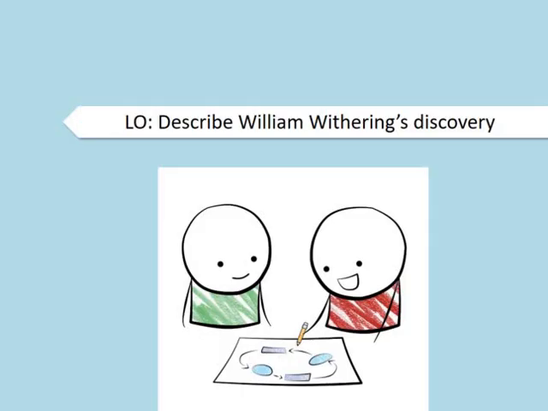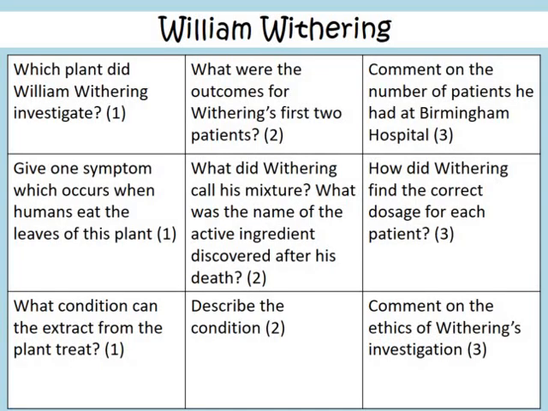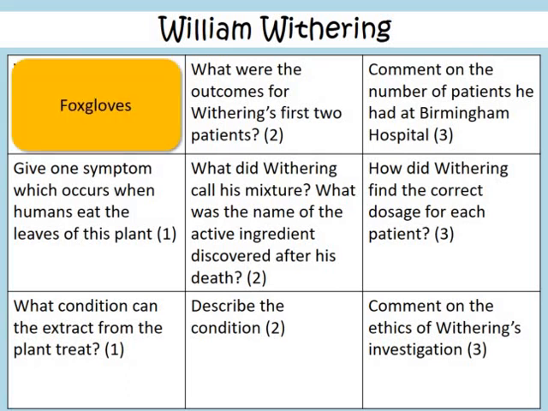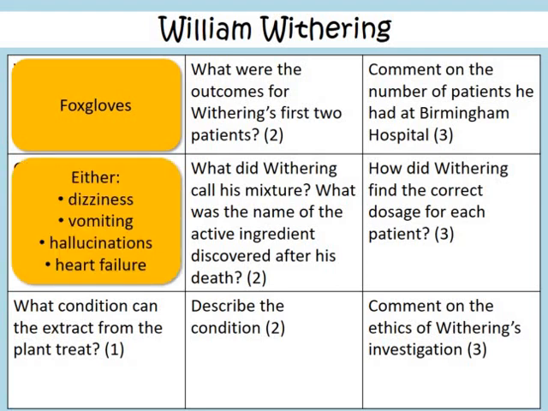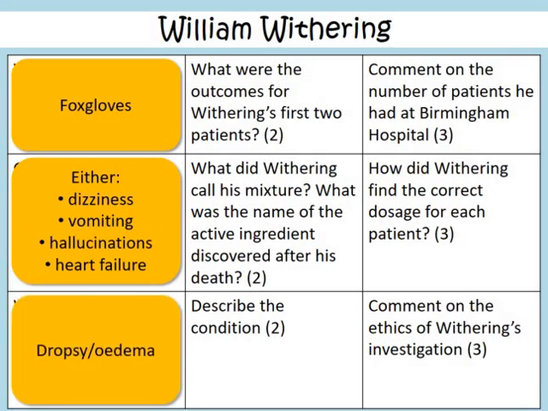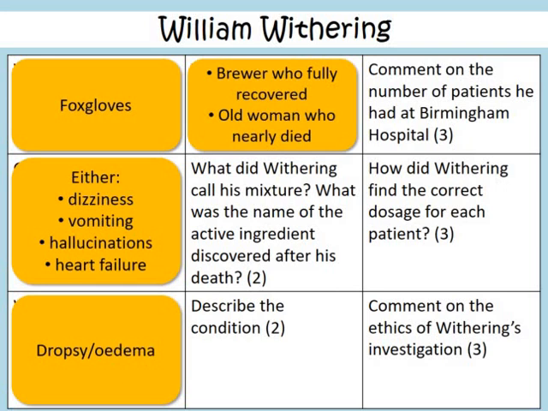Okay, let's have a look at some answers. So starting off, the plant that William Withering investigated is foxgloves. Symptoms that occur when you eat the leaves of foxgloves are from a range. You could have dizziness, vomiting, hallucinations, or even heart failure. But the plant extract can be used to treat dropsy or edema. Now, the first two patients that William Withering treated with foxgloves were a brewer who fully recovered and an old woman who nearly died in the process of him working it out.